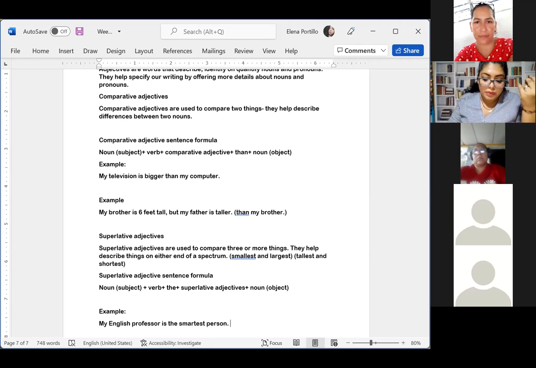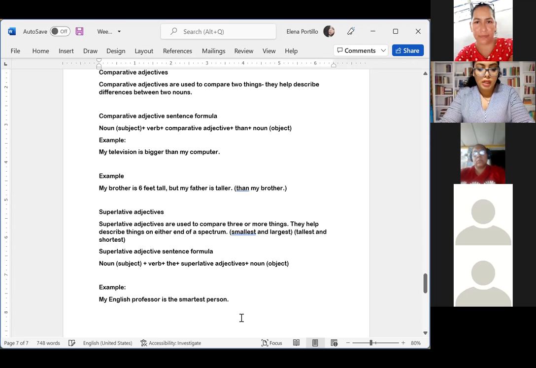Then, it says, just like comparative adjectives, the object of comparison can sometimes be left out. Así como hicimos con la parte del comparativo, podemos hacer también con el superlativo. Podemos dejar partes de las oraciones afuera. So we are going to see another example.